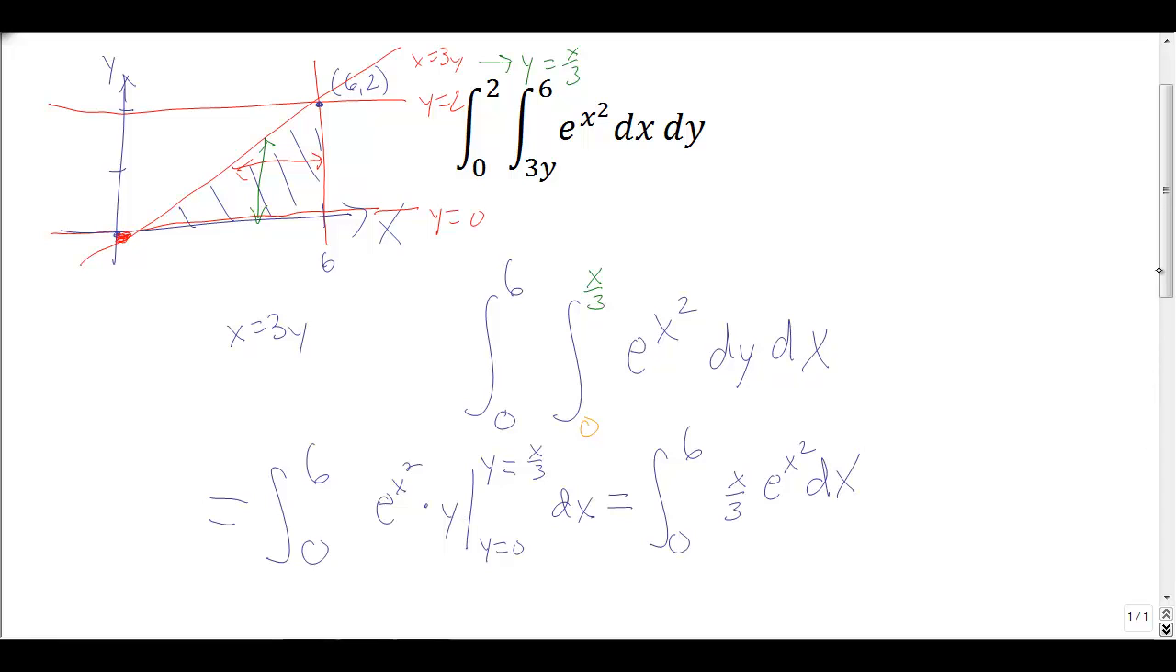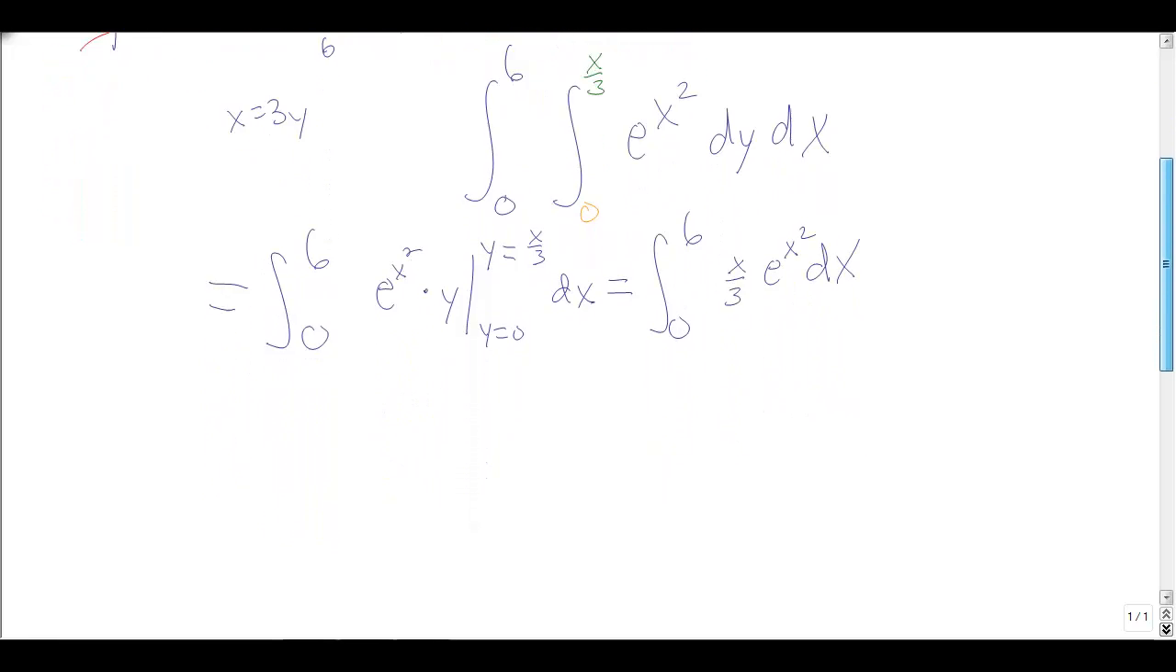So now we're here. Now what's different from our original integral, effectively, is that we have this x here. So what that's going to allow us to do is a u substitution.